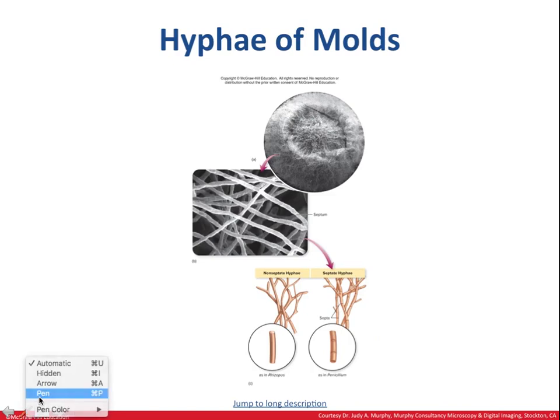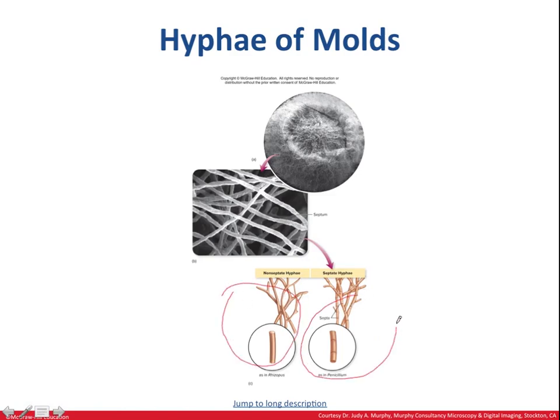So the hyphae actually has two different fashions. One is the non-septate hyphae, which means it is a continuous hollow tube. The other is the septate hyphae, where the hyphae is separated into multiple compartments by membranes.